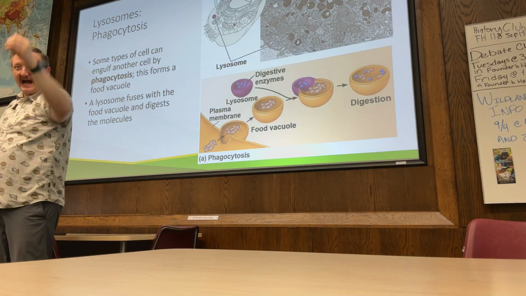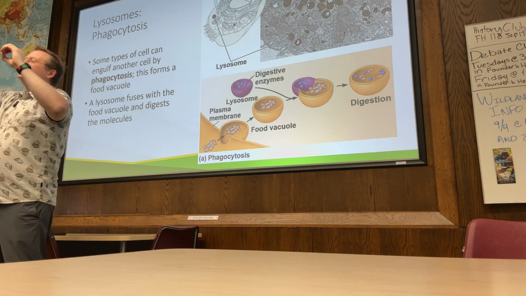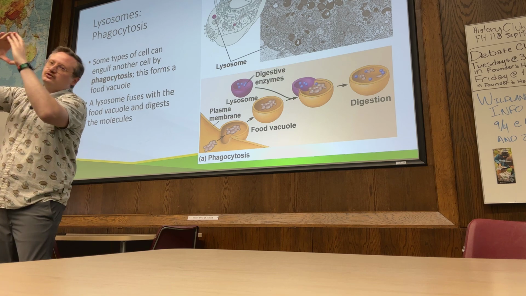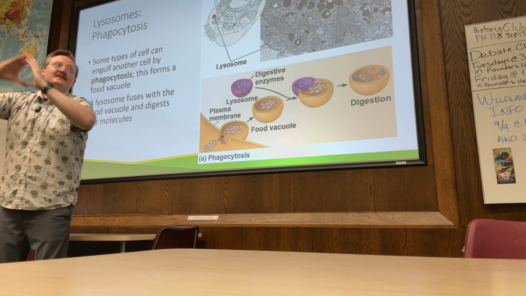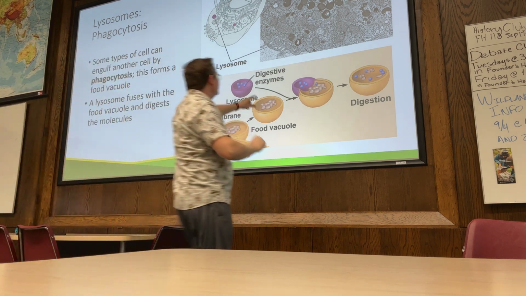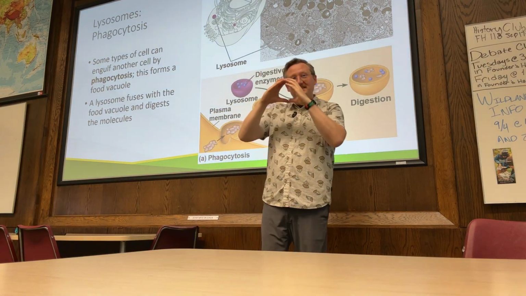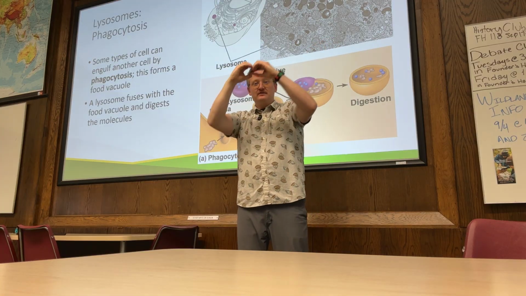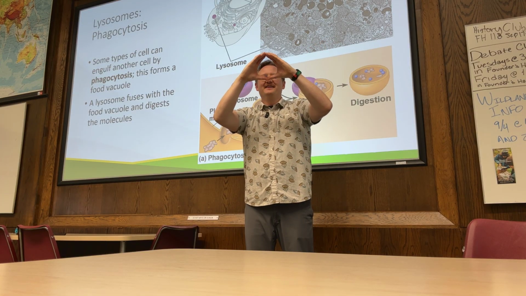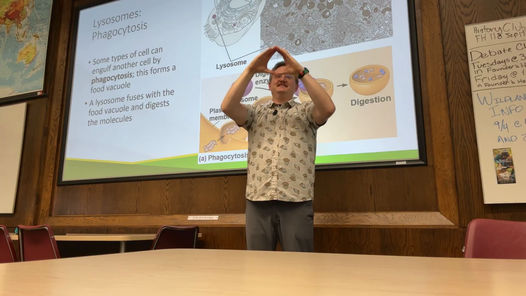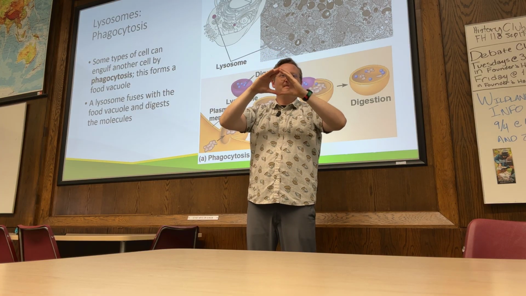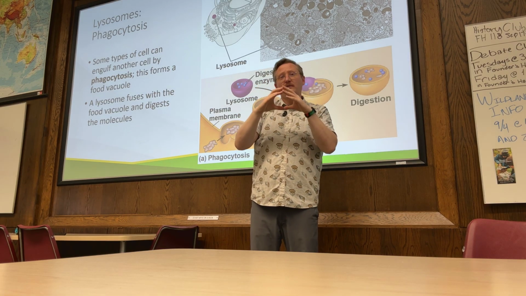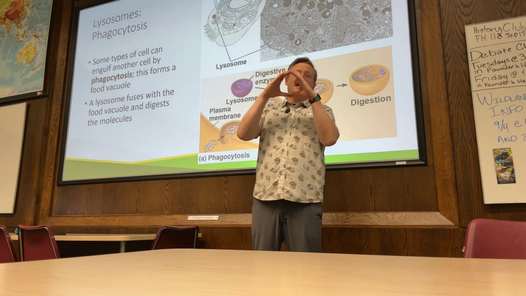So now I've got this vacuole that's holding food. I take a lysosome, and that has enzymes in it. I pop them together, and now digestion can occur. The big trick is that as long as it has the hydrolytic enzymes in it, it's called a lysosome. So lysosome, food vacuole, lysosome. When the lysosome fuses with the food vacuole, it just turns into another lysosome. Now it's a lysosome with food in it.